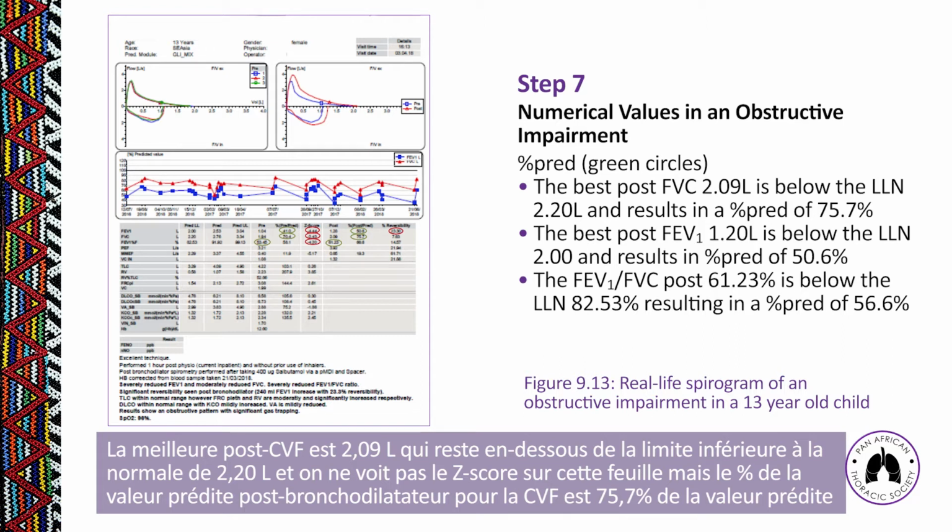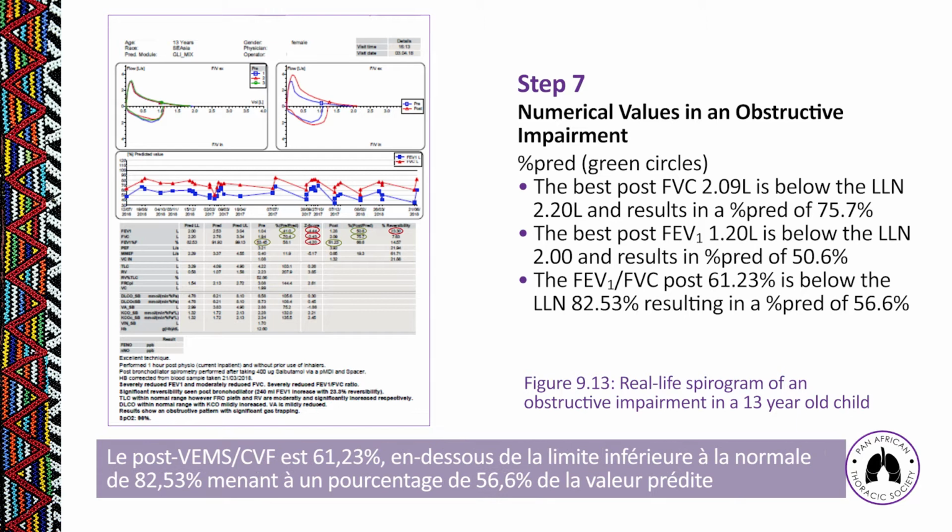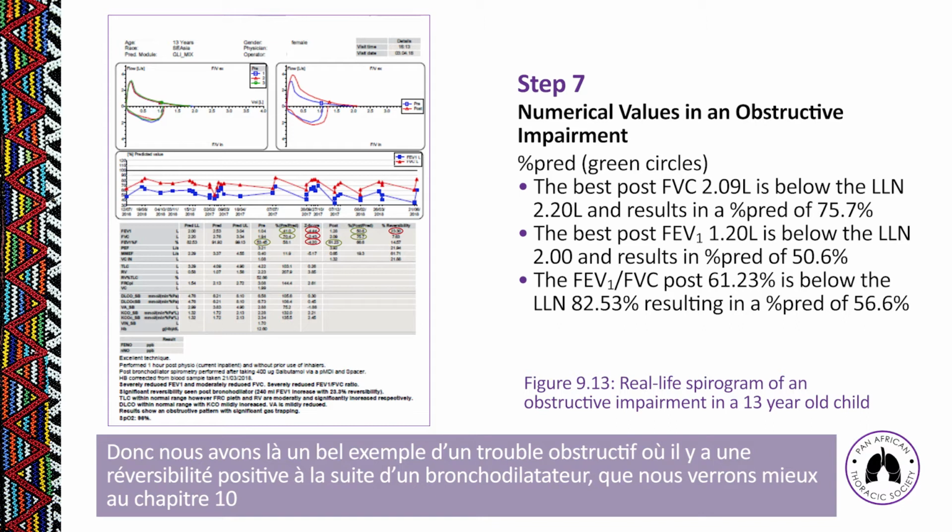the FVC is 75.7%. The best post-FEV1 is 1.20 liters, still below the lower limit of normal of 2.00 liters. Can't see the Z-score, but the percentage of predicted is 50.6%. The FEV1 to FVC post is 61.23, which is below the lower limit of normal of 82.53, resulting in a percentage of predicted of 56.6%. So this is a clear example of an obstructive impairment where there is positive reversibility following the bronchodilator, which we will go through in Chapter 10.